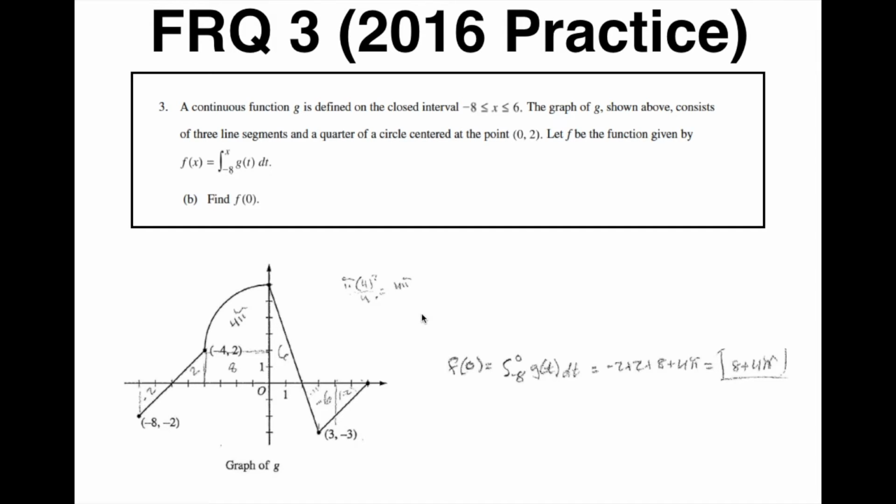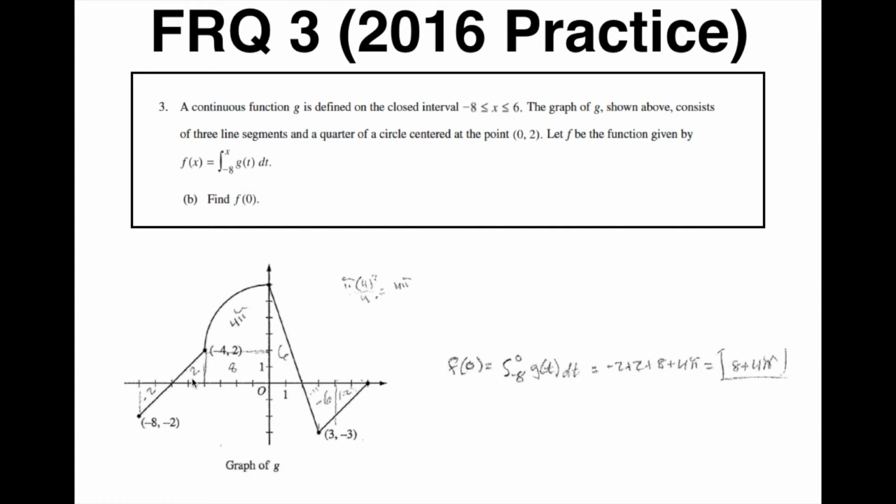So f of 0 is the integral from -8 to 0 of g of t dt, which is the signed area under the graph or between the graph and the x-axis. So let's look at student A. From -8 to x equals 0. This is a triangle, and by using base times height over 2, the signed area is -2.